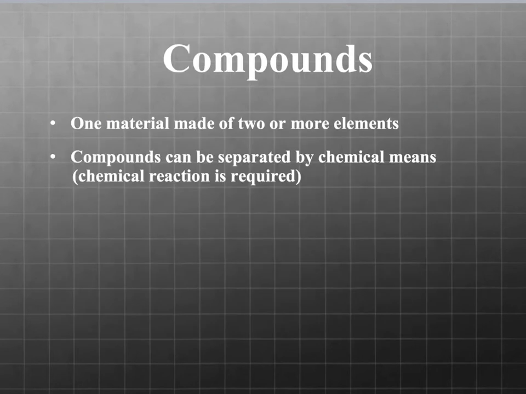So a compound is one material made of 2 or more elements. The compound can be separated by chemical means. So in order to separate H2O, it would have to go through a chemical reaction. So you can't cut this, you can't grind it, and to separate that oxygen away from that hydrogen, it would have to undergo a chemical reaction to do that.